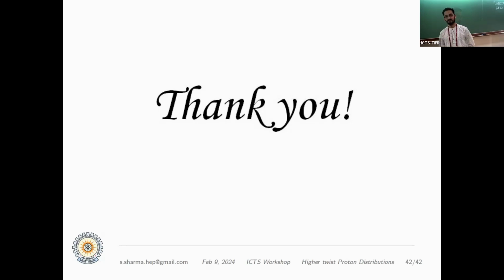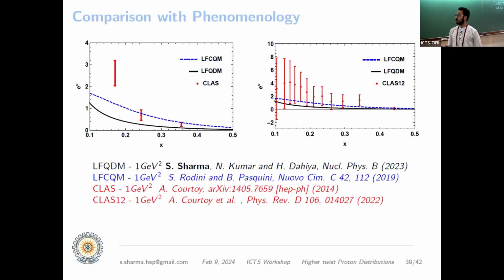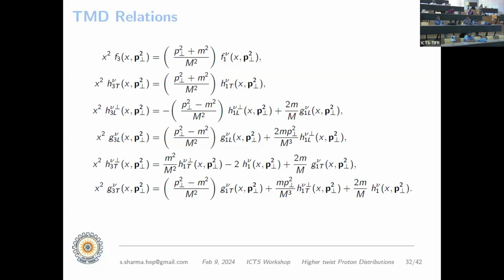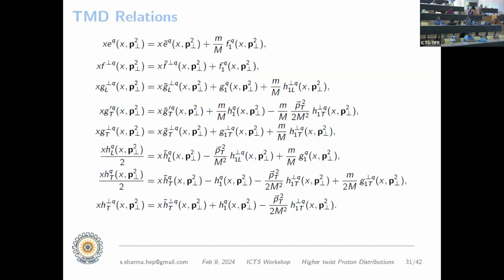Hello. Is there any correlation between this leading order distribution function and these higher twist distribution functions? I mean, can one go from higher twist to lower twist in some particular limiting cases? These are the TMD relations connecting the higher twist TMDs with the lower twist. And also, these are the equation of motion relations. We are also working on some other relations, but we cannot reveal them at this time. So you will see it in some time.